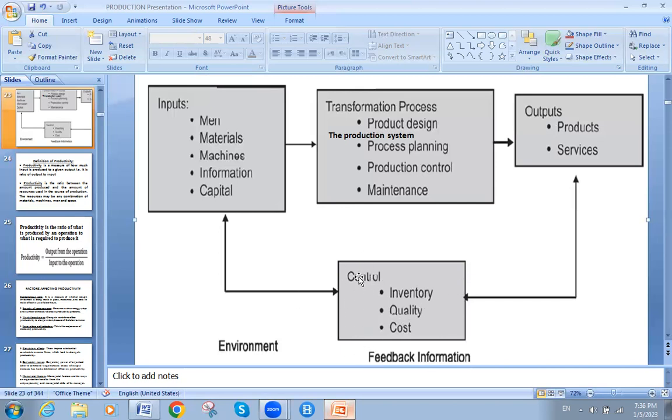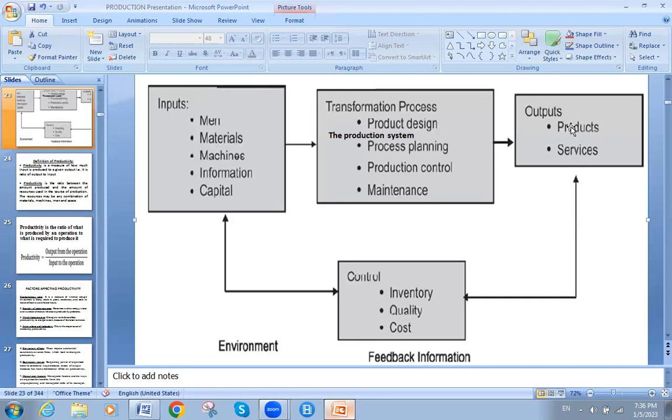Then we had a control system in this part. The control system consists of inventory, quality and cost, those three parts. What's the importance of the control system? To check whether we are on the right path or not. Are we doing well or not? Is the plan done 100% right or not?